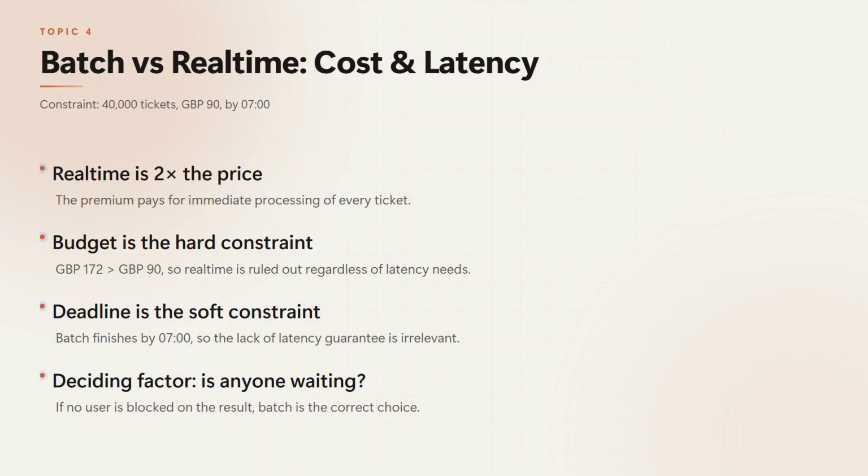In this step, we practice making that call under a concrete constraint. 40,000 support tickets must be classified overnight, results are needed by 7 in the morning, and the budget is £90. You will see the arithmetic that eliminates one option and a single question that always decides the other.